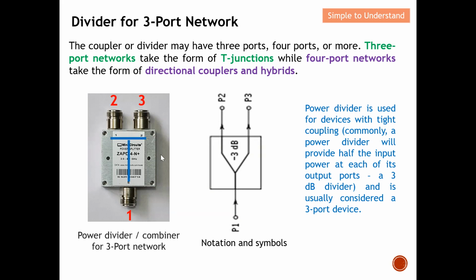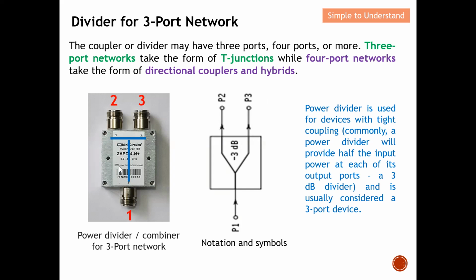Okay, so this diagram here shows the three-port network. You can also see that I basically draw this T, so it can be like a T-junction. You can see from here, this is first port, second port, and third port, and I have drawn this T here. So they basically take the form of a T-junction, while a four-port network can take the form of a directional coupler and also a hybrid, which I will illustrate on the next page here. Let's quickly understand this power divider or power combiner.